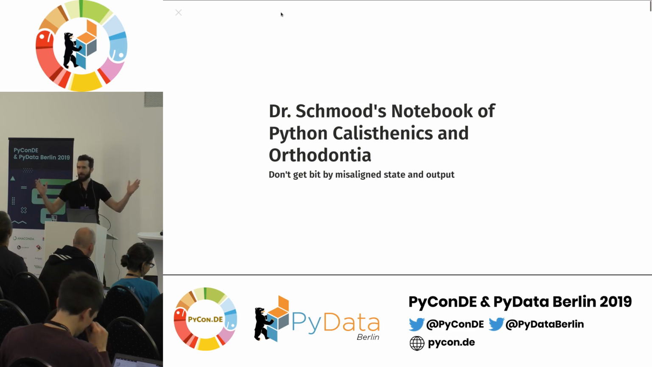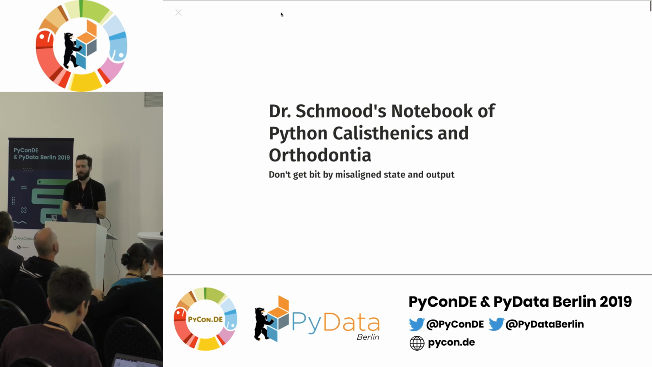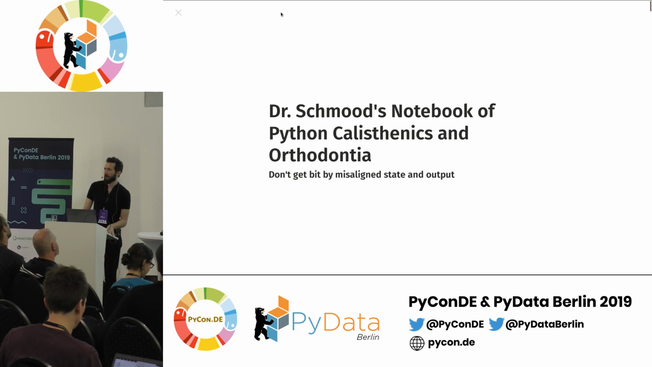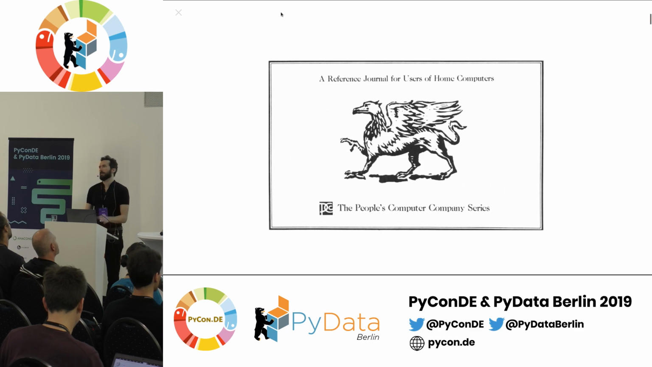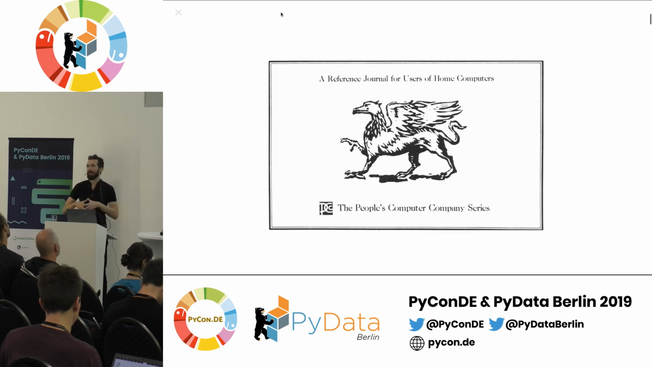So I guess we should start at the beginning, which is this unusual title for a talk, Dr. Schmood's Notebook of Python Calisthenics and Orthodontia. Don't get bit by misaligned state and output. One of the primary complaints about Jupyter notebooks, of course, is that there's this hidden state problem. It's very hard to reason about your code in Jupyter notebooks. And I'm going to contextualize how we might think about this from the context of the 1970s.